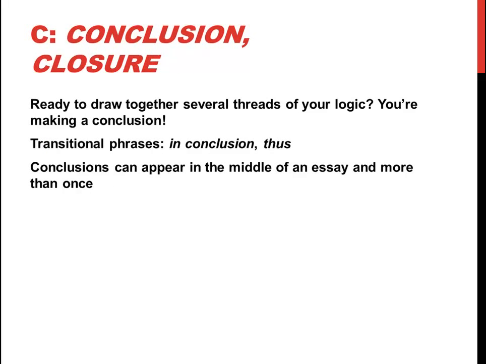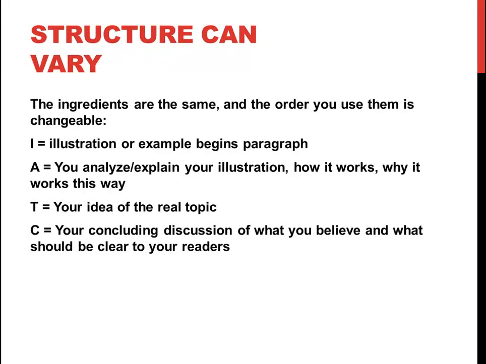For the C in TRIAC, it's your conclusion or your closure. Now this can happen anywhere in your essay. You make several conclusions within an essay. It's not just at the end. So what you think about here is how you're drawing together several threads of logic, how you're pulling things together and showing how you got from A to Z, how you got from the general to the specific, and it's been proven. So your transitional phrases are in conclusion or thus. And again, they can appear more than once, and they don't have to be just at the end.